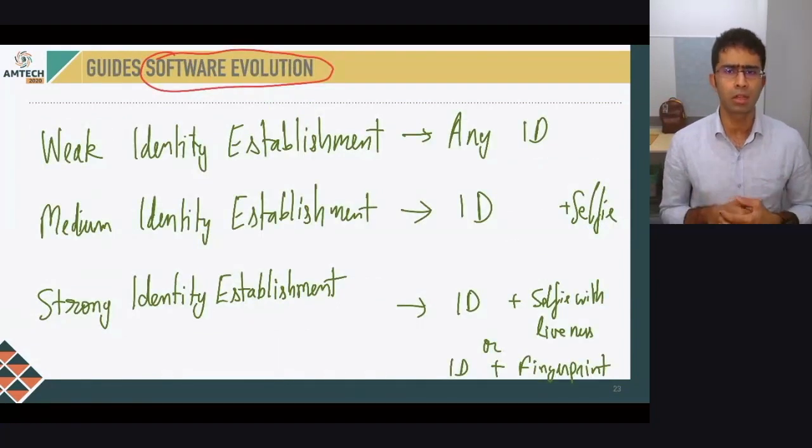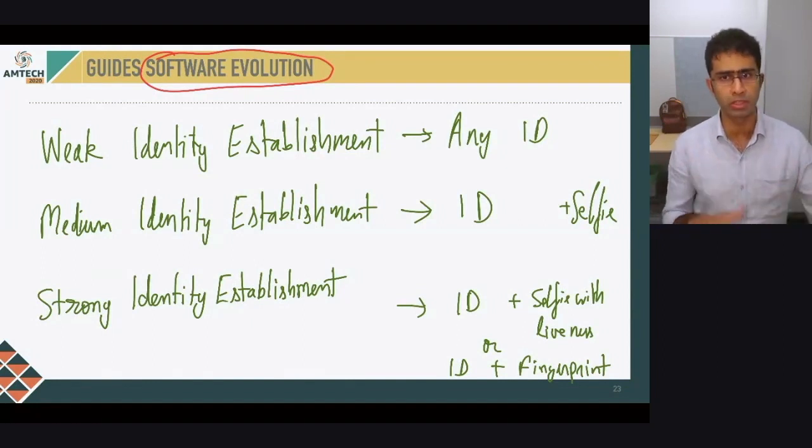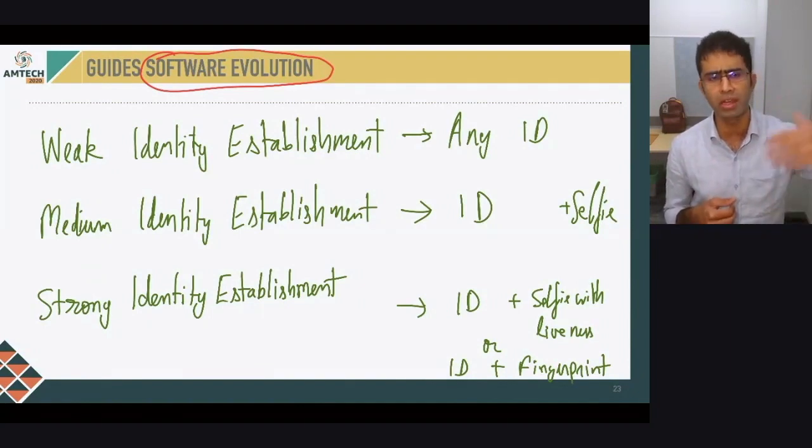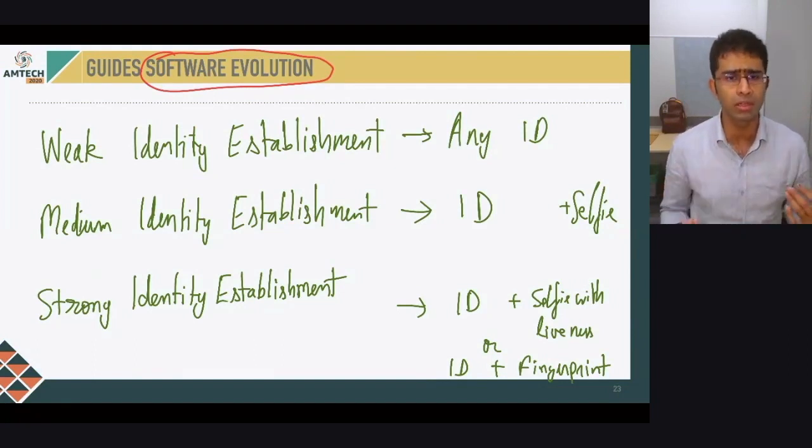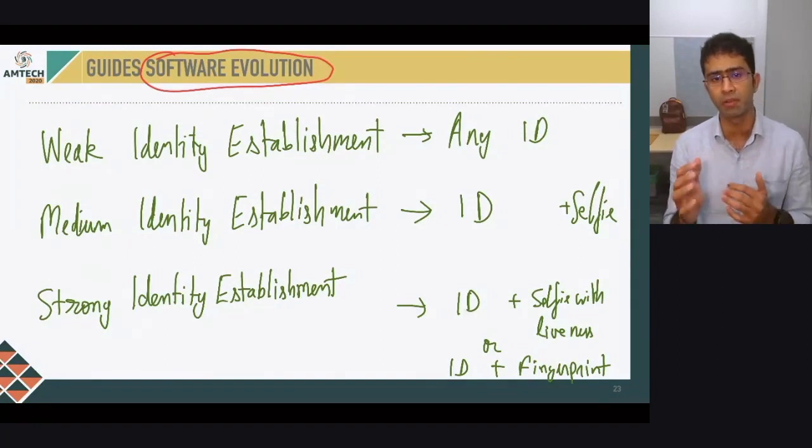The second thing this has allowed you to do is it helps in software evolution. Going back to the themes, I talked about software evolution as the number 4 theme. The way it helps is, let's say you want to define a new type of identity establishment. We know weak, medium, and strong. Weak was just ID, medium was ID plus selfie, strong was ID plus fingerprint. But now you can define another strong identity establishment, which is ID plus selfie with liveness.